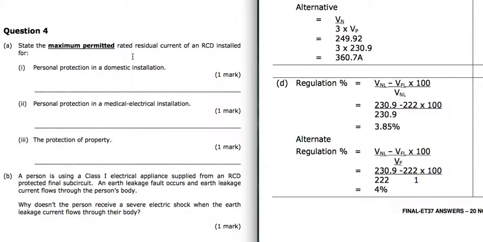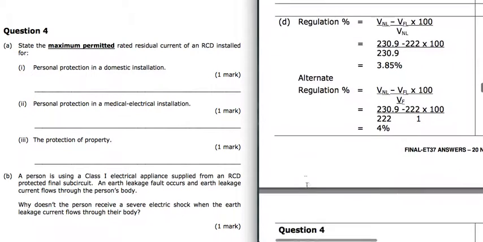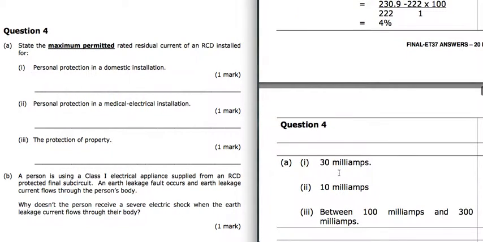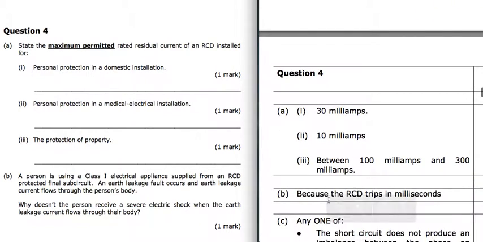State the maximum permitted rated residual current of an RCD. So personal protection is going to be our traditional 30 milliamps. If it's in a medical installation, 10 milliamps, so a lower current, more protection. If it's property, then we can have between 100 and 300 milliamps.